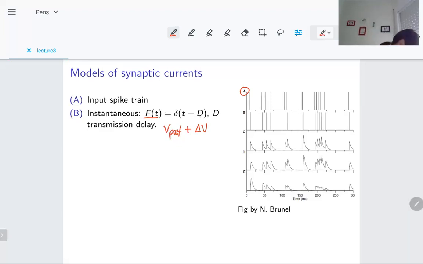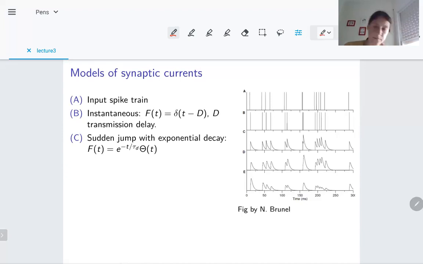This could happen with a certain delay. We can say the voltage of the postsynaptic one is going to raise by a certain amount, delta V, but after a time d, which is a delay, because we may think that there is this transmission delay. This is an option. Another is shown here in B.